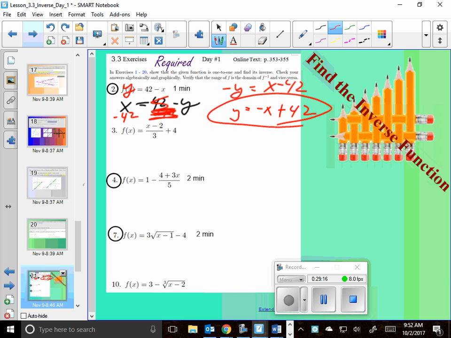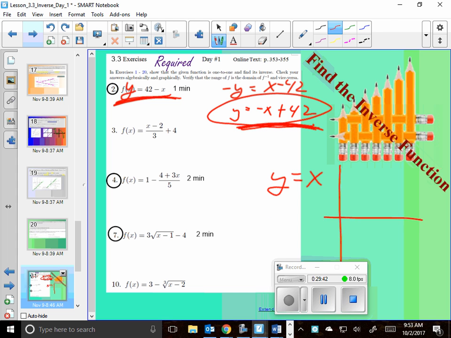Now, it says to check your answers algebraically and graphically. I am not going to require you to do this, but do you get that if I graphed this and I graphed this, they would be a reflection over the line, what again? What was that line they reflect over? Yeah, y equals x. Here's the line y equals x. If I graph the one equation and I graph the other equation, they will be a reflection over that line.